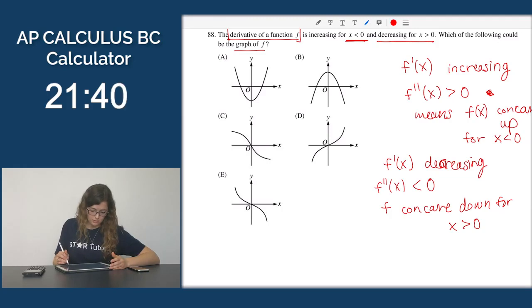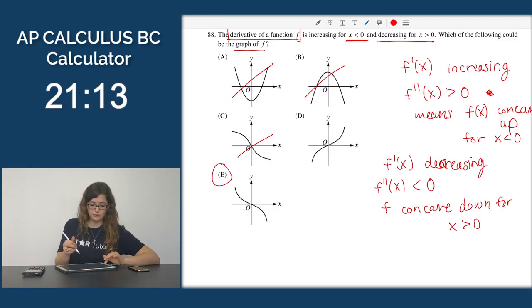So which of these graphs now is concave up for negative x's and concave down for positive x's? Let's see. Well, it's not A because that's concave up the whole time, and B is concave down the whole time. C goes from concave down to concave up, which is not what I want. E goes from concave up to concave down, which is what I want. So yes, it's E.